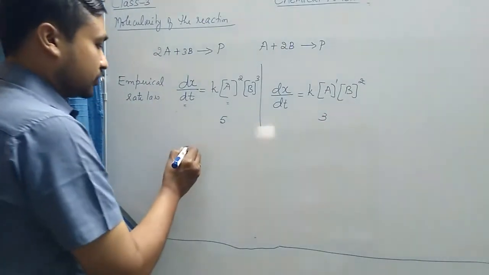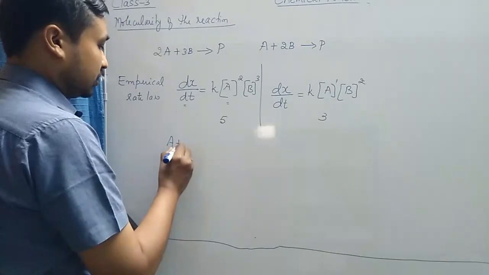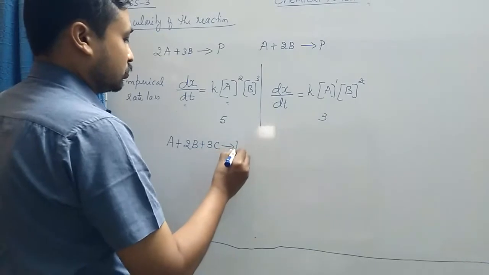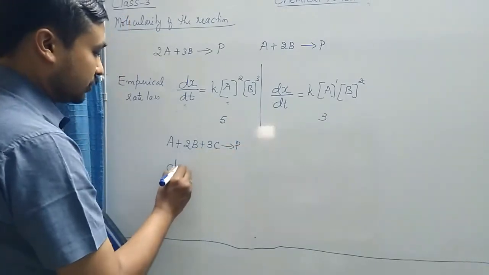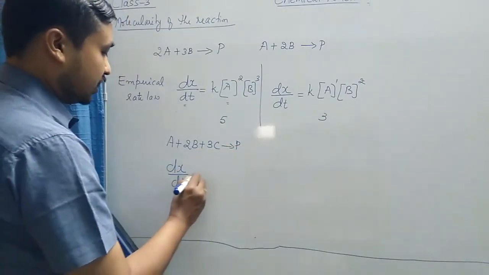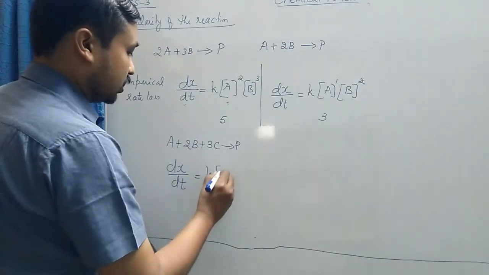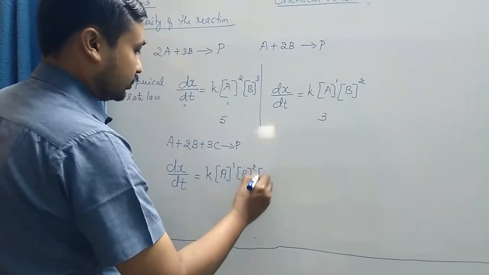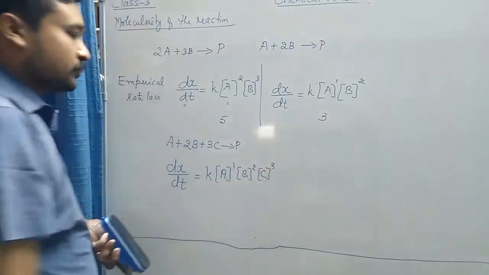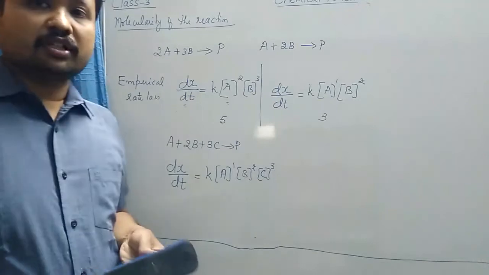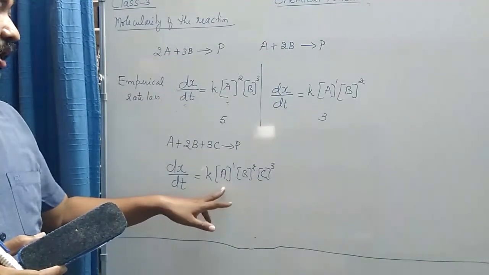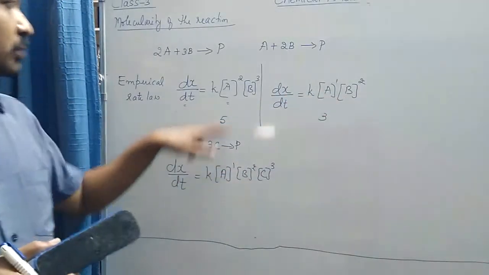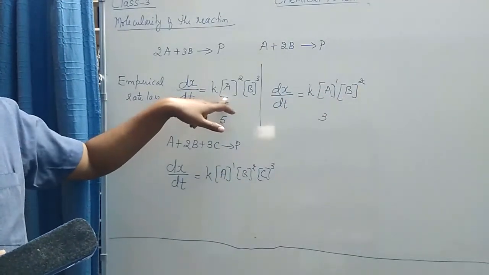Say, for example, if I give another reaction, A plus 2B plus 3C giving product, then what would be the empirical rate equation? It would be dx by dt is equal to K into concentration of A to the power 1 into concentration of B square into concentration of C cube. So if I compare the individual reactants, A has a similar effect in the second and the third reaction, but A has a greater effect in the first reaction.